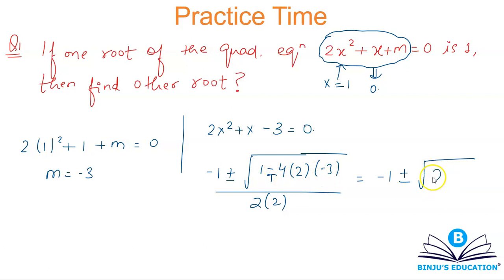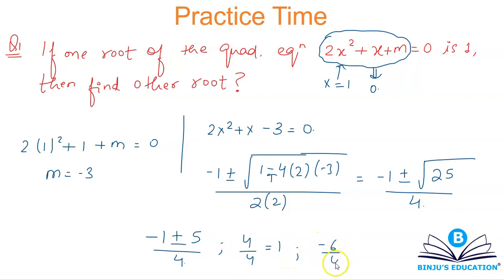So it will be 1 plus 24, that's 25, divided by 4. So it's minus 1 plus minus 5 divided by 4. You're going to have minus 1 plus 5, that's 4 by 4, which is equal to 1. You're going to have minus 1 minus 5, that's minus 6 by 4, which is minus 3 by 2. So your other root is basically minus 3 by 2. That's your other root.